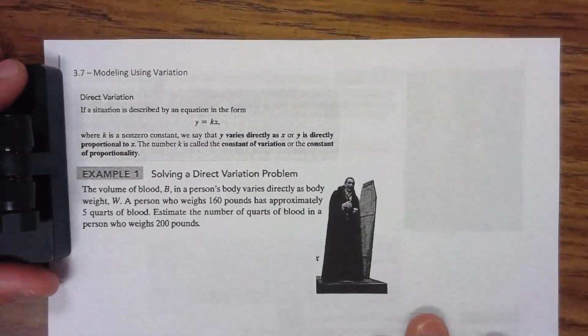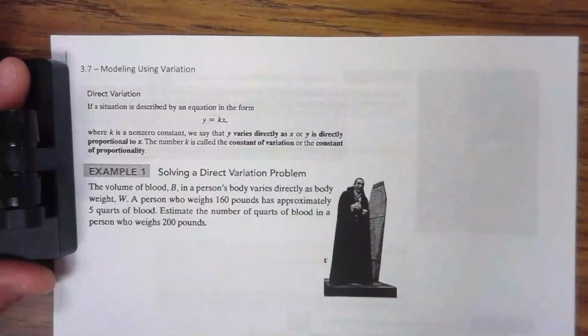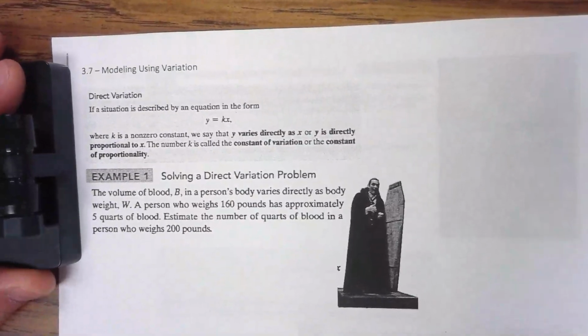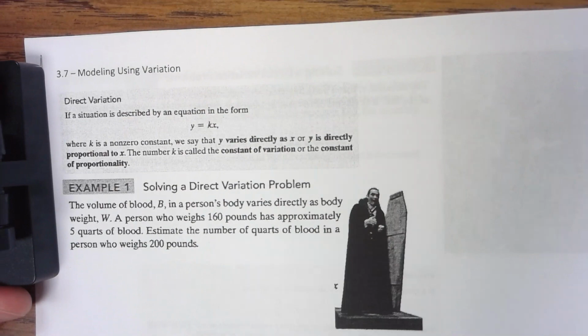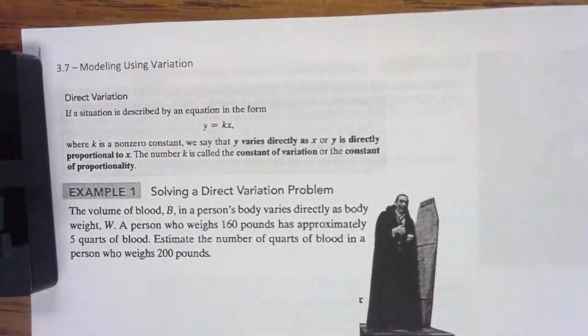This last section in chapter 3 is titled Modeling Using Variation. Variation is a way for variables to either kind of depend on each other in a direct way or an indirect way. Basically, coming up with two types of equations, either linear or rational. And we're going to see those both. I feel like it's pretty straightforward. Granted, it is word problems, but they all kind of work out to be the same.